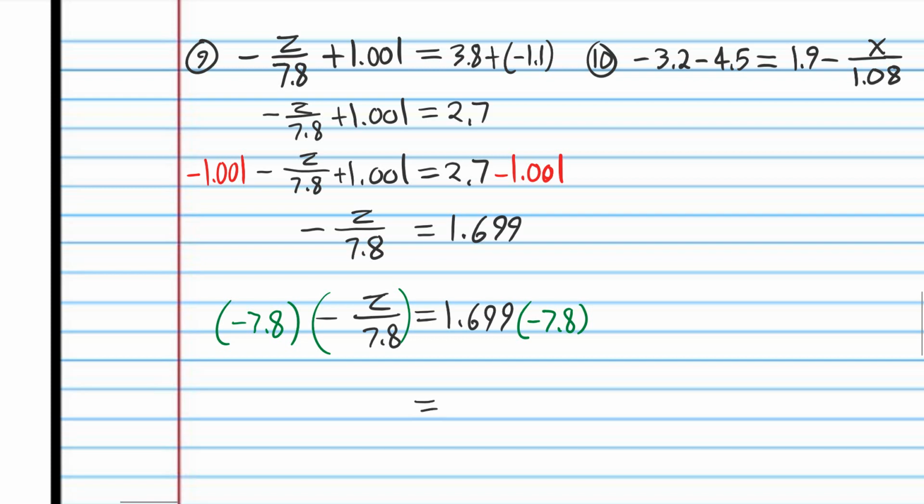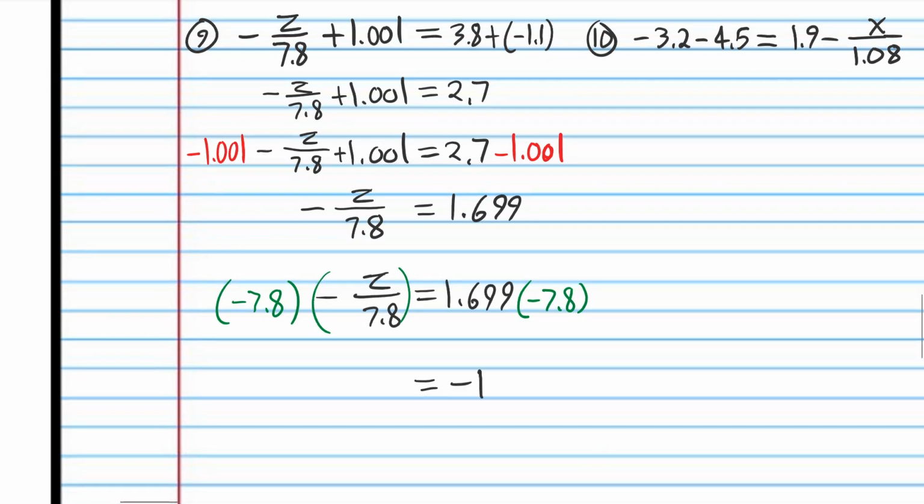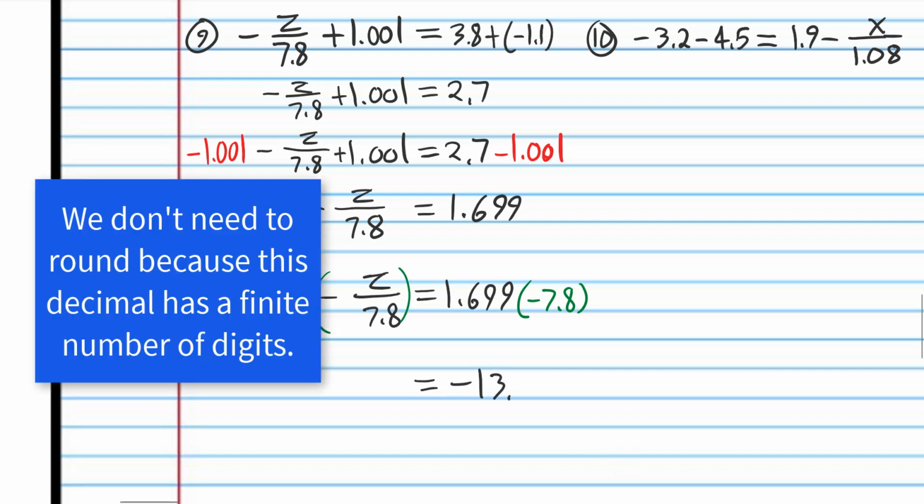So 1.699 times 7.8. And we get negative 13.2522.